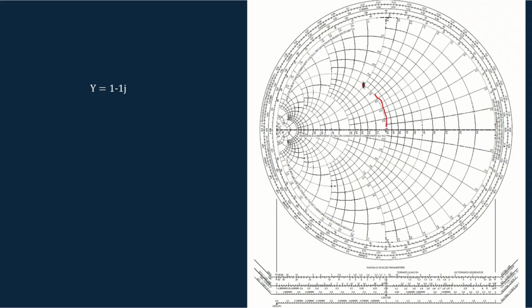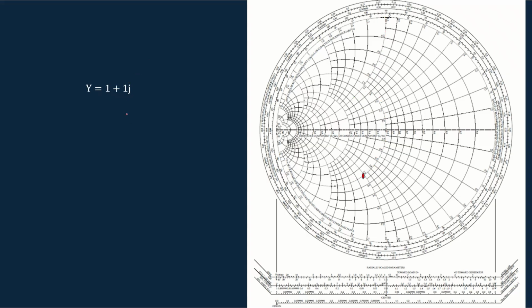So here you can see that the value is 1. This circle corresponds to the value of 1, and it is minus 1j as it is the susceptance. Minus represents the inductive value, so it is on the top. So this one represents the inductive value, and this line will be minus 1j. So the intersection of both will represent 1 minus 1j.